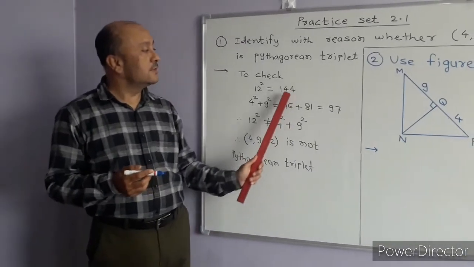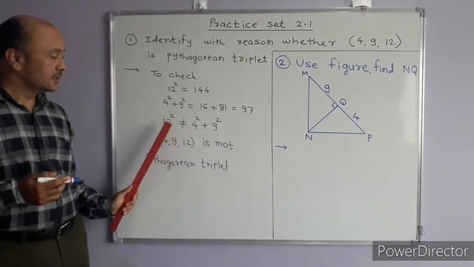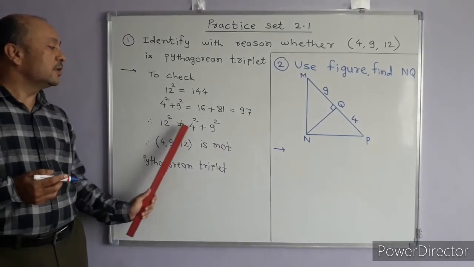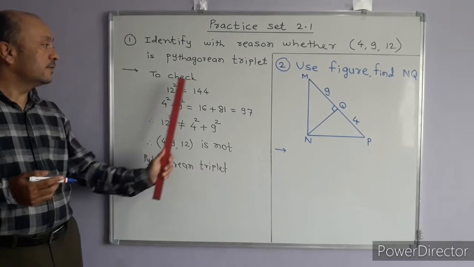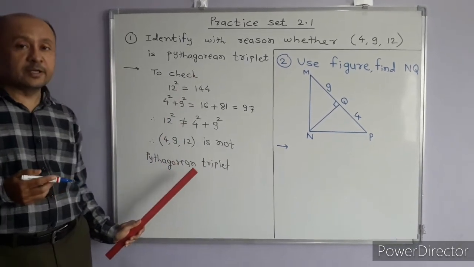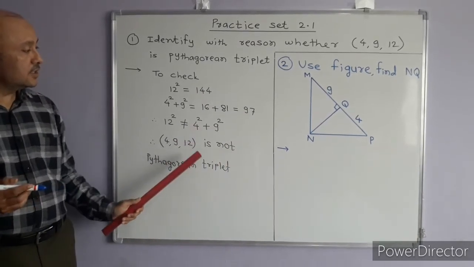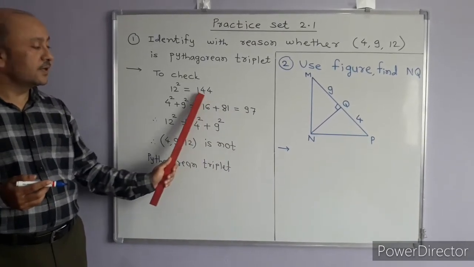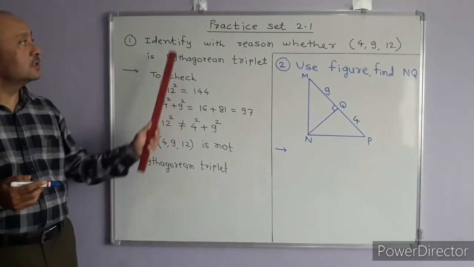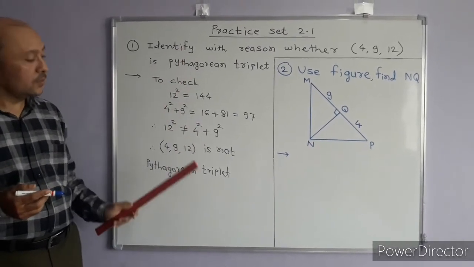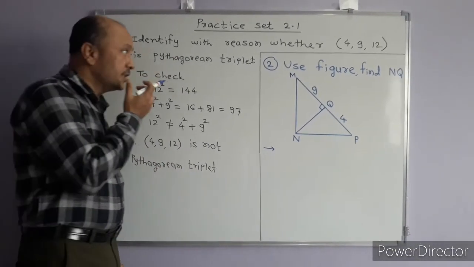If suppose this value and this value come the same, then we can write a positive sentence: hypotenuse square is equal to one side square plus other side square, and therefore whatever is given is a Pythagorean triplet. Otherwise, if this value and this value are different, then it is not a Pythagorean triplet. So for this particular example, 4, 9, 12 is not a Pythagorean triplet. Okay, let us go to the next example.